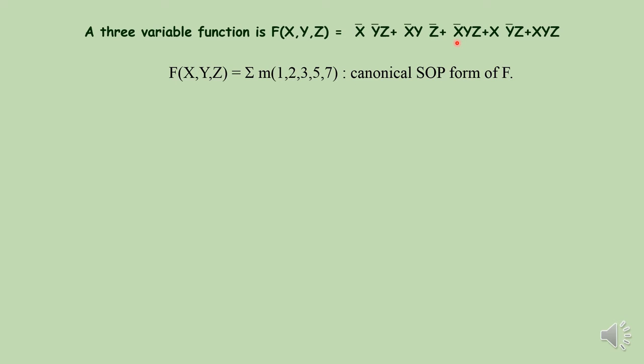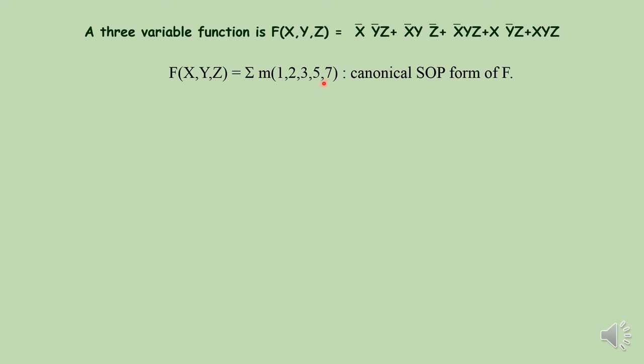The third term is 0 1 1. 0 1 1 means its decimal representation is 3, so here we write 3. 1 0 1 means its decimal representation is 5, so here we write 5. And the last term is 1 1 1, which is the representation of 7, so here we write 7. Okay, so in this way we can easily express this equation by decimal notation, right?